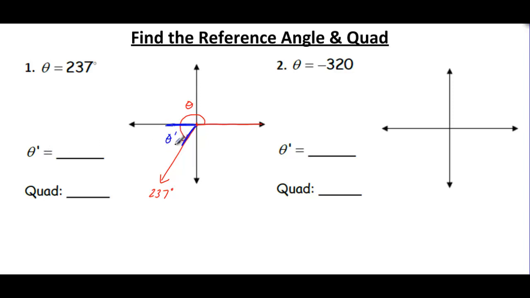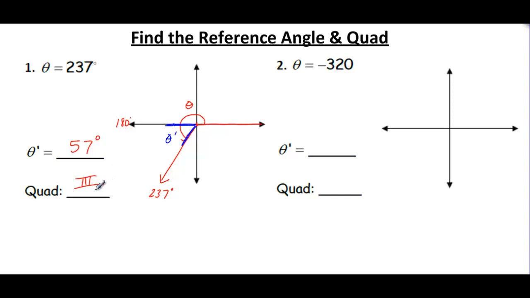So how do I find out how big this is? Well, I know this is at 237. I know that if I would have stopped here, that's at 180 degrees. So all I have to do is find the difference between these. If I go from 180 to 237, that is 57 degrees. That's an acute angle and it happens to be positive. What quadrant did my angle end up in? Well, 1, 2, 3, so this is quadrant 3.